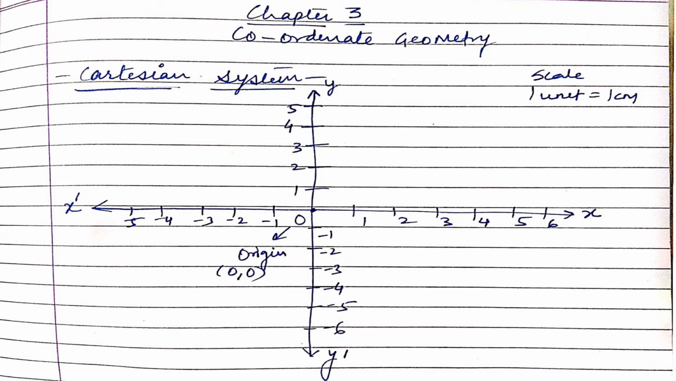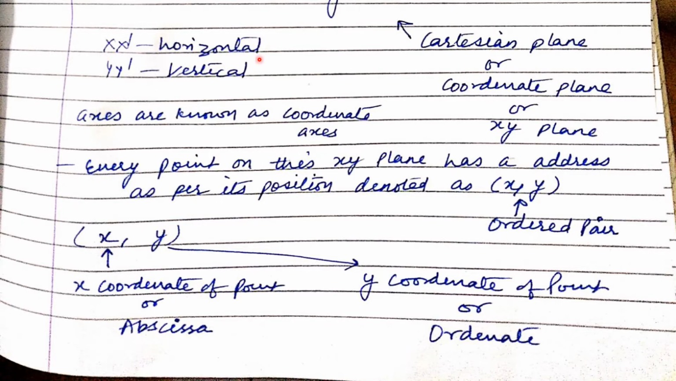Let's see. As I've told you, x dash is the horizontal number line and y dash is the vertical number line. They both coincide at 0, which is known as the origin, and the coordinate of the origin is 0 comma 0. Second, we call that the Cartesian plane. This arrow is for that diagram only, which was on the last slide. And we also call it the coordinate plane or xy plane.